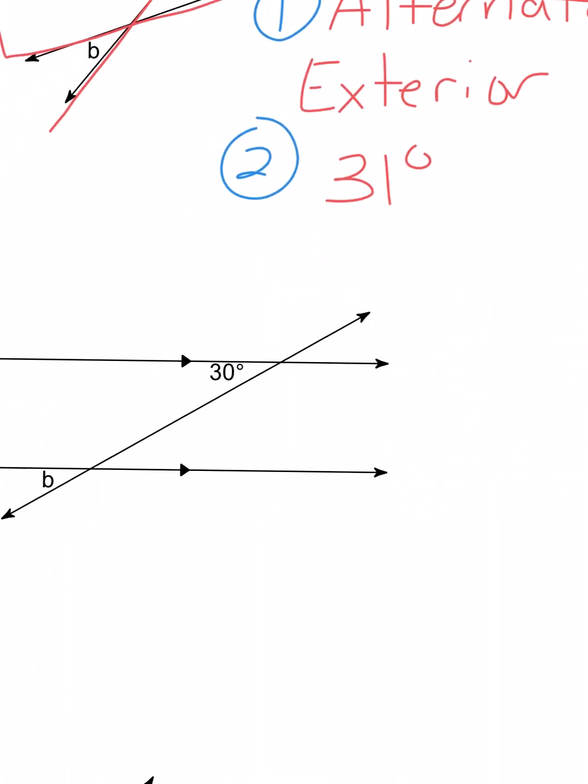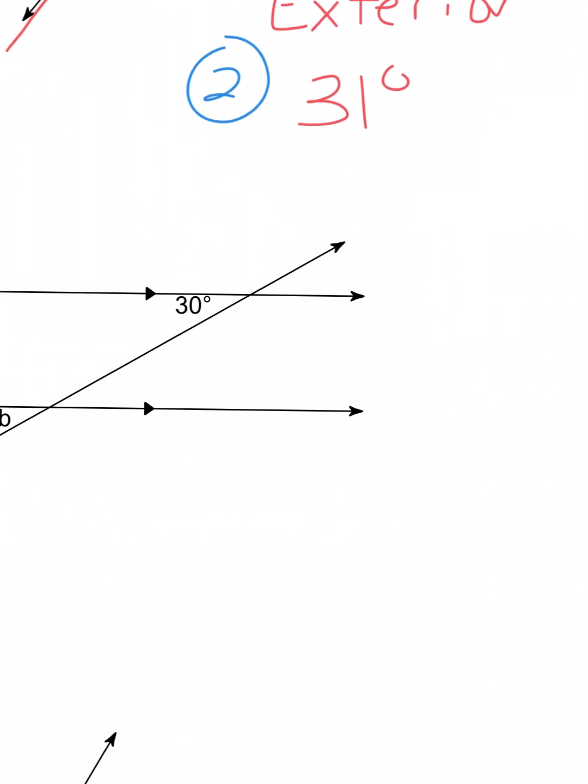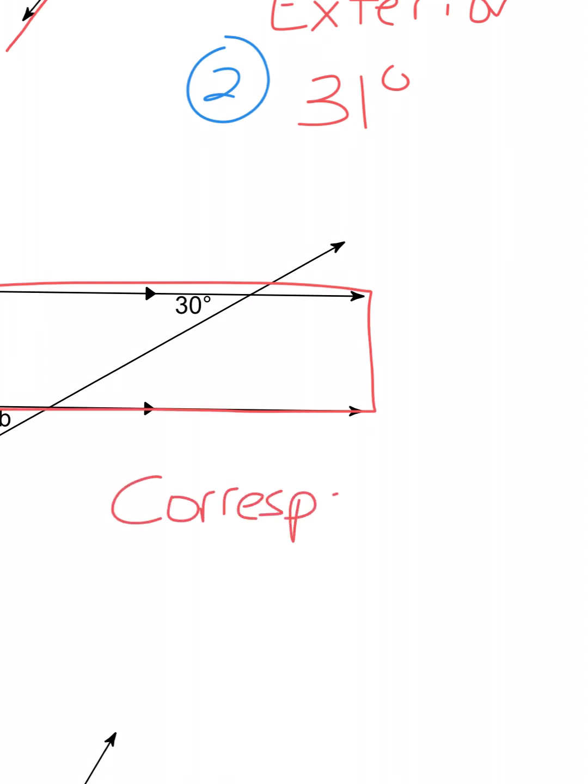No. Okay, number 3. 2 parallel lines and a transversal. Draw your box. Inside, outside, or both? Both. So what's the only option if it's both? Corresponding. Do they look the same? Yes. So if one's 30, the other is 30. I used corresponding. Can I use it again? Nope. Are you seeing the pattern?